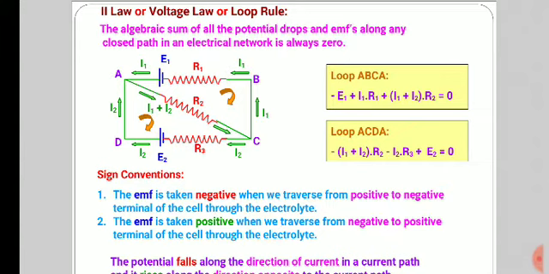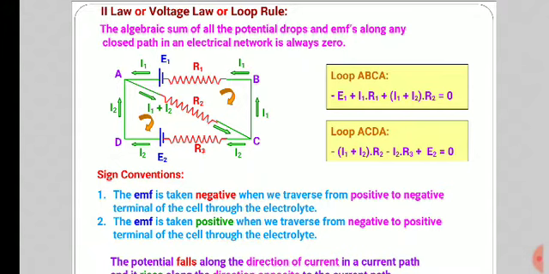Taking E1 inside, so minus E1 plus I1 R1 plus I1 plus I2 into R2 is equal to 0. This is for loop ABCA.